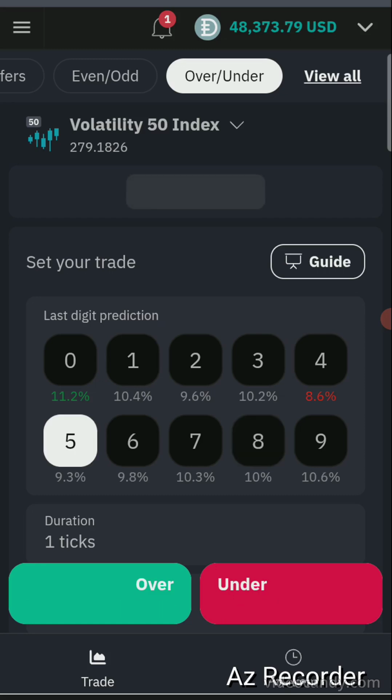Let's do under 5. Let me see first. Let me see in TradingView. Remember, there are some conditions that must be met before getting into any trading, because it's your money, don't risk it.